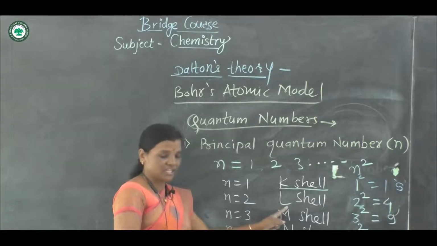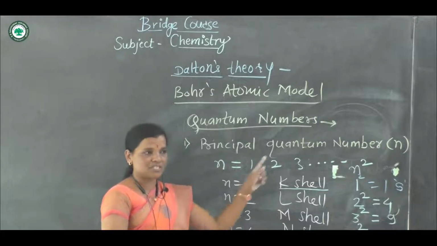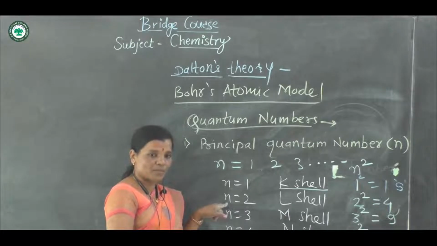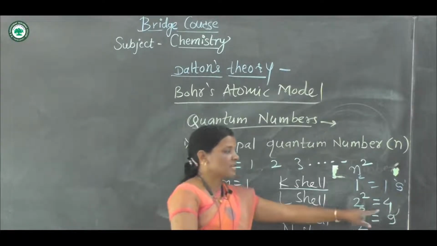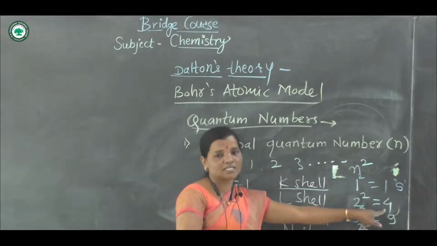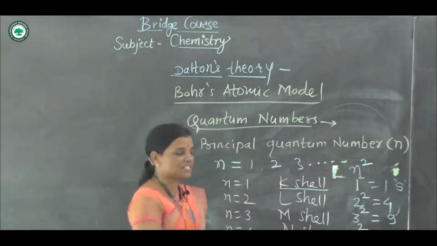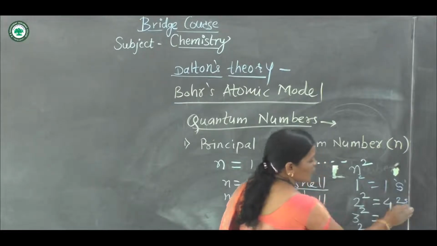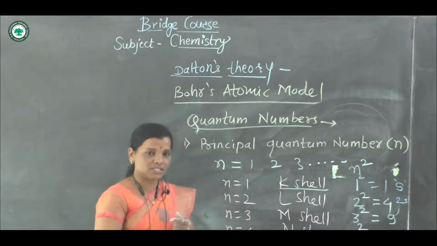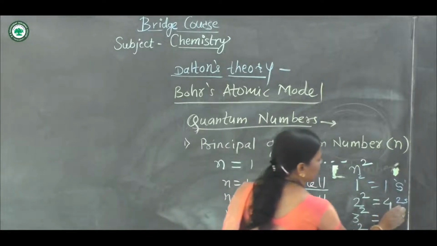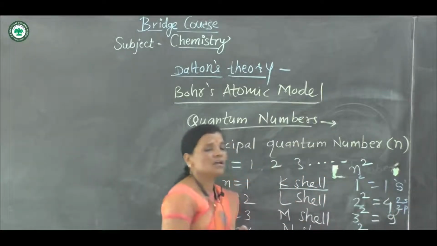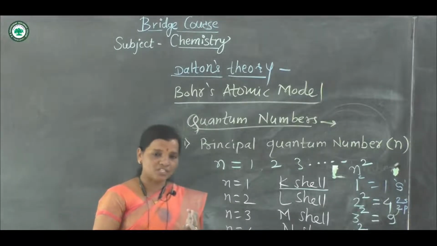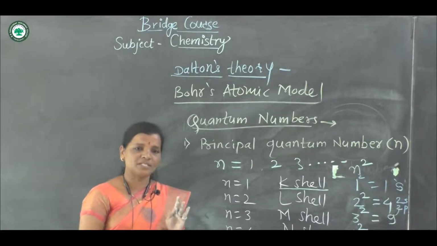For the L shell, n is equal to 2. That means the second shell around the nucleus, for which the principal quantum number value is 2. How many subshells are present? 4 subshells are present. Which are those 4 subshells? 2s, with 2 for the principal quantum number, one subshell is 2s and 3 subshells are 2p. Those 3 2p orbitals are the 2px orbital, 2py orbital and 2pz orbital.